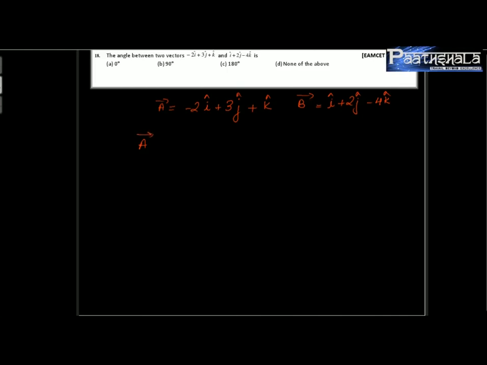So A bar dot B bar is simply minus 2 into 1 is minus 2, plus 3 into 2 is 6, plus 1 into minus 4 is minus 4. So that gives you 0. So since A dot B is equal to 0, as seen in the previous problem, the angle between A and B is 90 degrees.